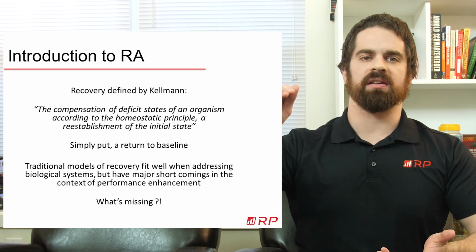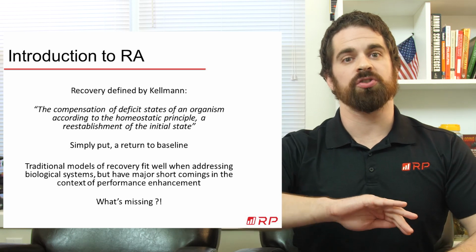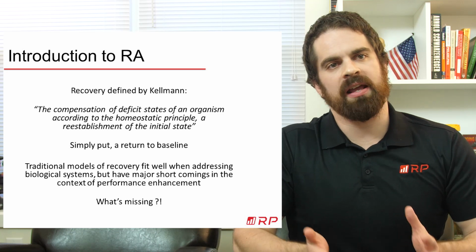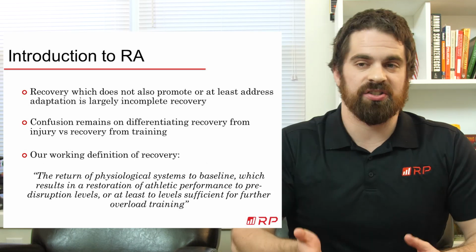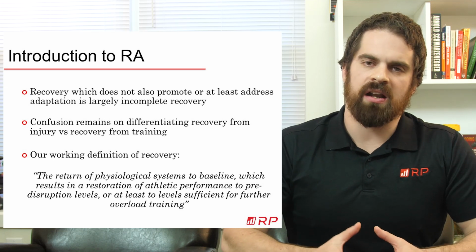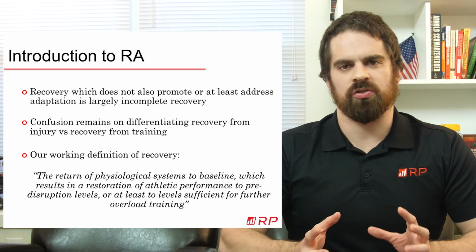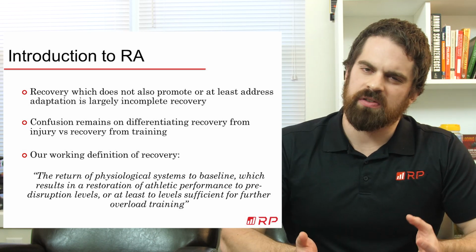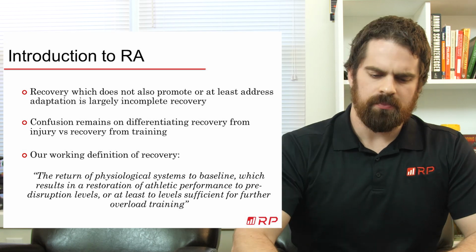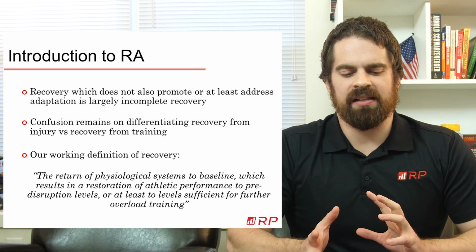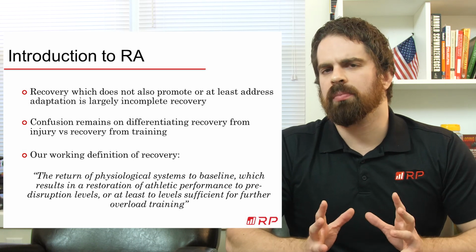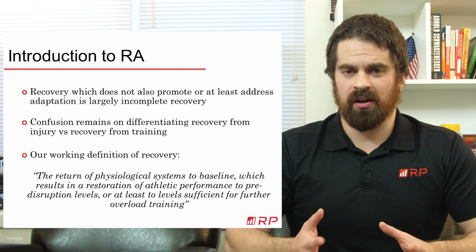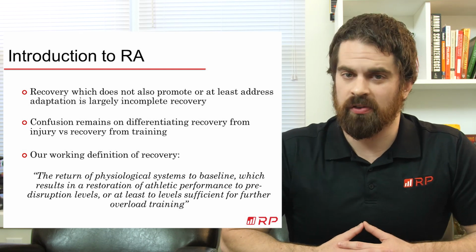So we want to actually get better. We want to get above our baseline fitness characteristic, and we want to super compensate. And that idea is called adaptation, right? So we actually want to make training adaptations from the training that we're doing, not just get back to where we were. So any traditional model typically does not address that adaptive component and leaves it largely incomplete. So that's a problem that we run into. If we don't have a definition that at least addresses the adaptation component in some way, it unfortunately leaves us with a largely incomplete definition of recovery. There's the first one. Probably more of those to come too.